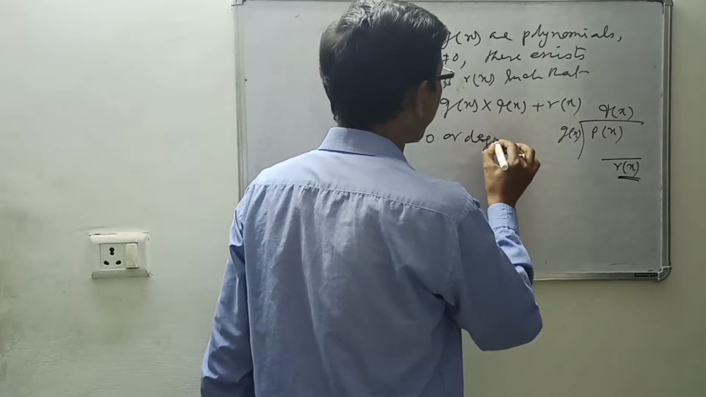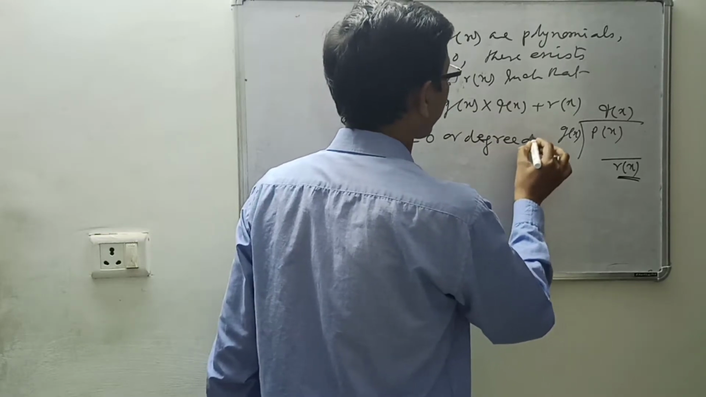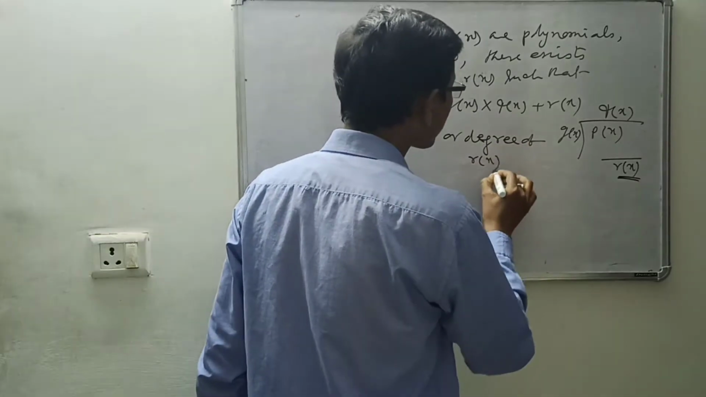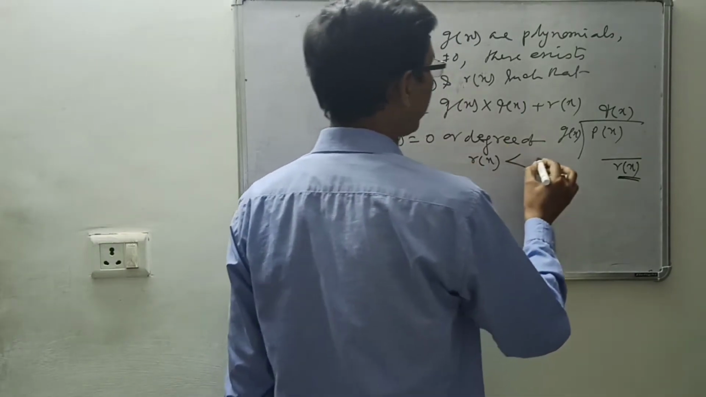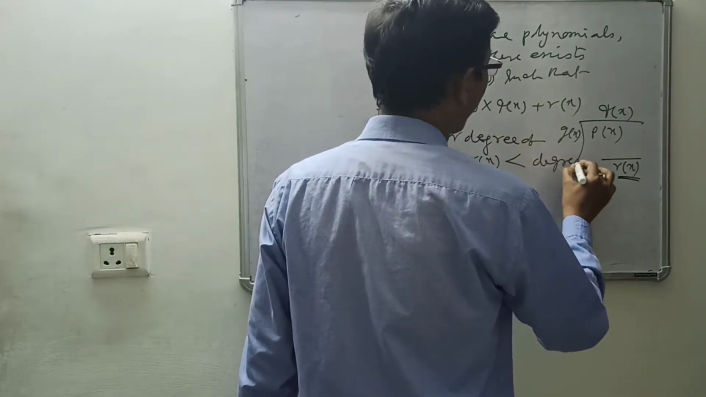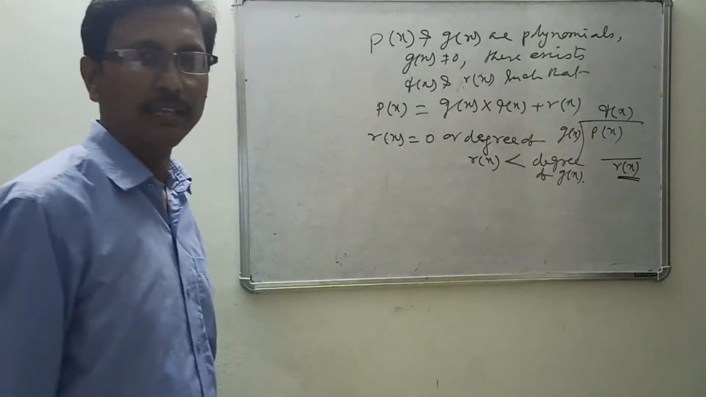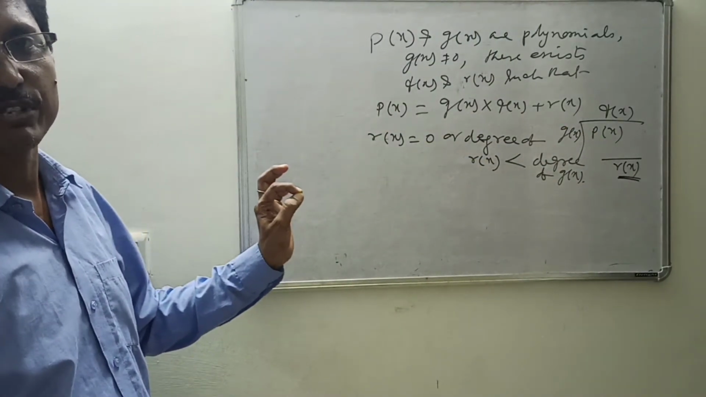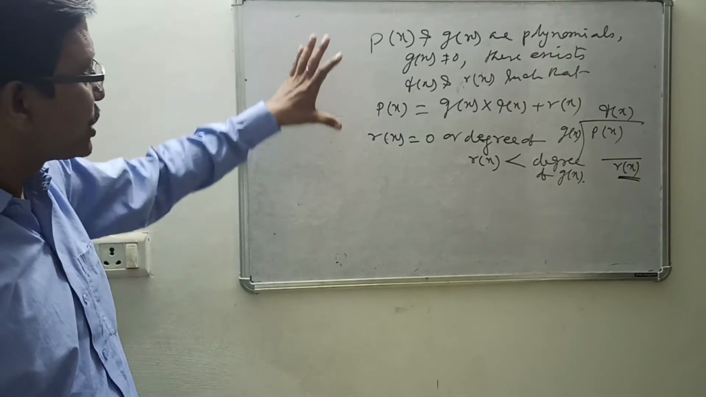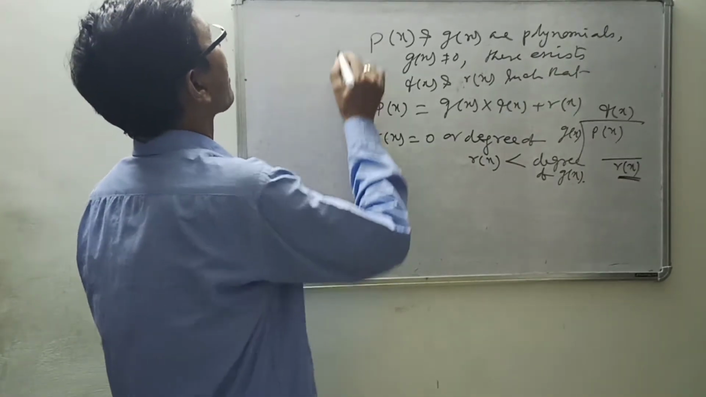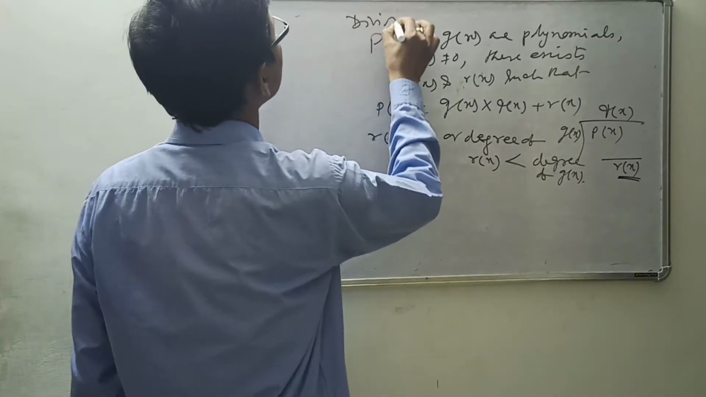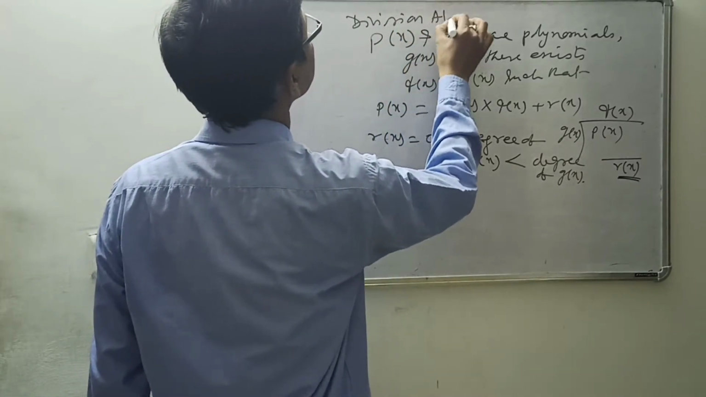Or, most importantly, the degree of R(x) must be less than the degree of the divisor, that is G(x). This condition must be satisfied. This rule is known as the division algorithm.